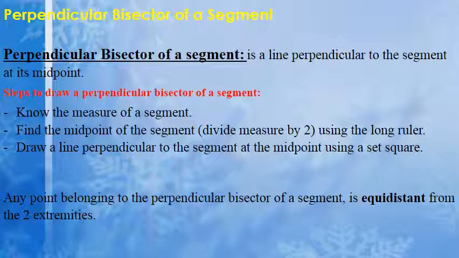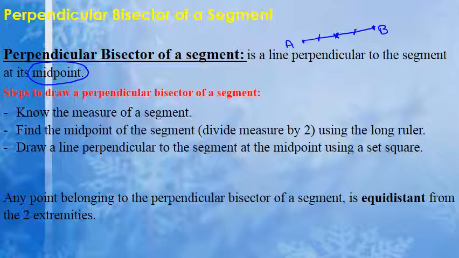So if we have a segment, the segment has a known length. Suppose we have a segment AB which has the length of 4 centimeters. I want to draw its perpendicular bisector. With a long ruler, I measure AB, it's 4. Then I should find the midpoint of AB because the perpendicular bisector of a segment is a line perpendicular to the segment at its midpoint. So first of all, we should find the midpoint of a segment. Suppose here will be the midpoint of the segment. We make a star. The distance from A to the midpoint is equal to the distance from the midpoint to B.